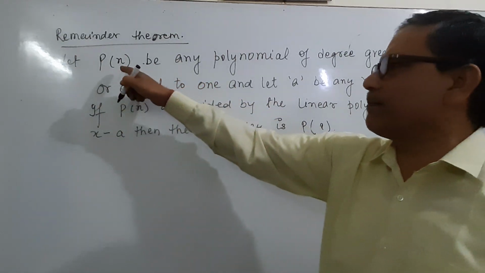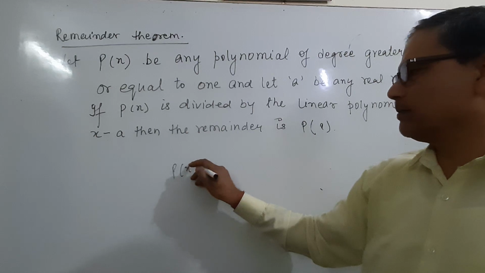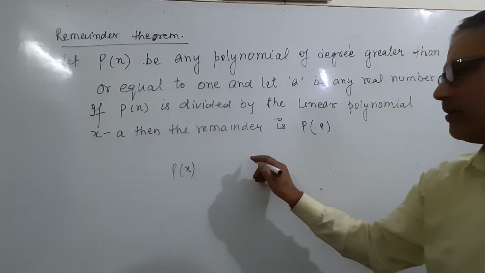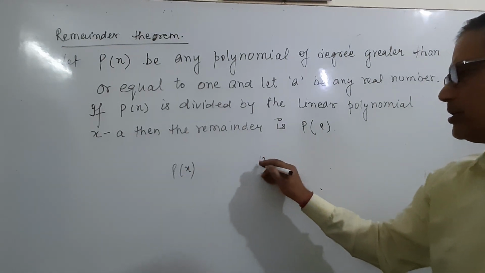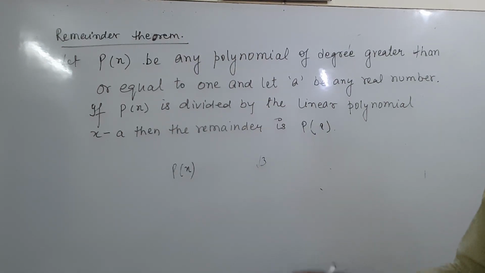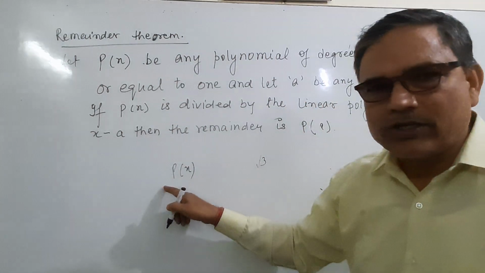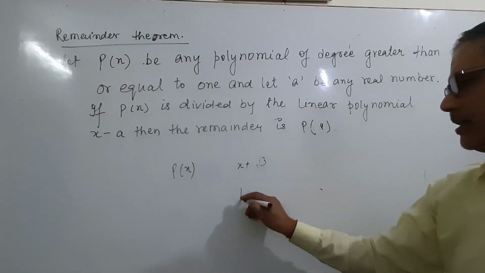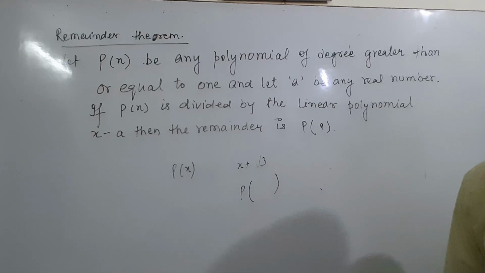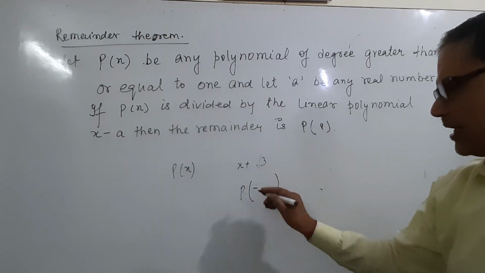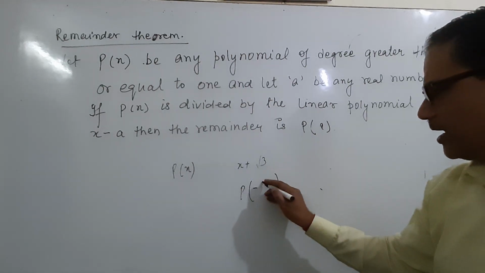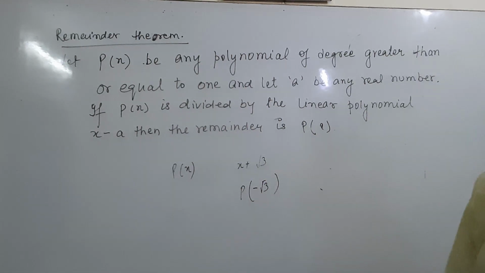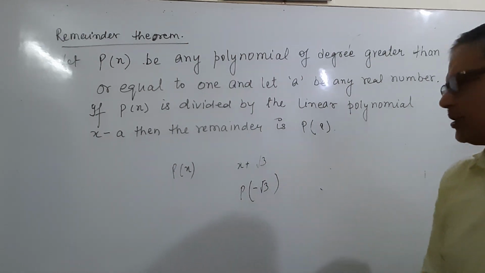Again, one example. Let p(x) be any polynomial with degree 1 or greater than 1, and root 3 is any real number. When p(x) is divided by the linear polynomial x plus root 3, can you tell me the remainder? The sign changes to minus, and a is root 3, so the remainder is p of minus root 3. Is it clear?